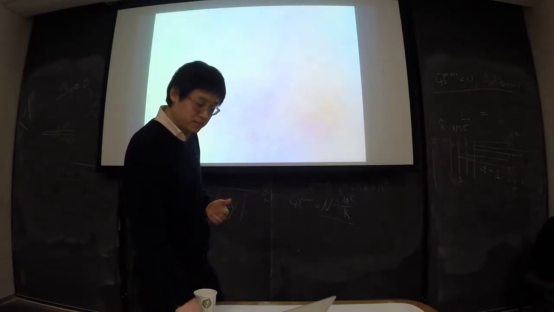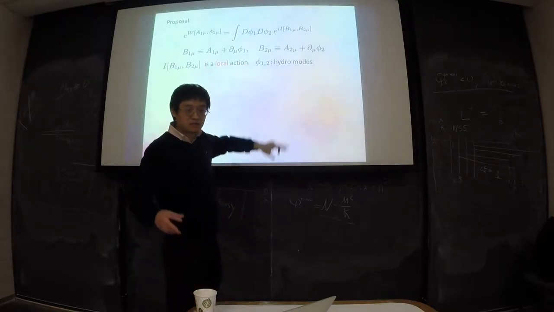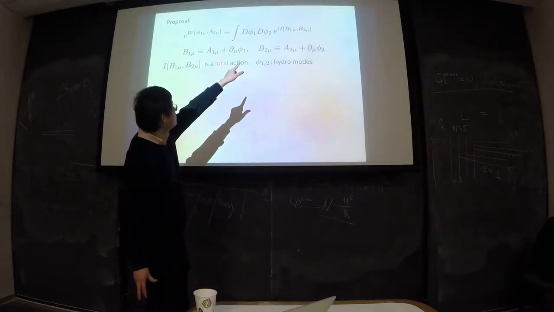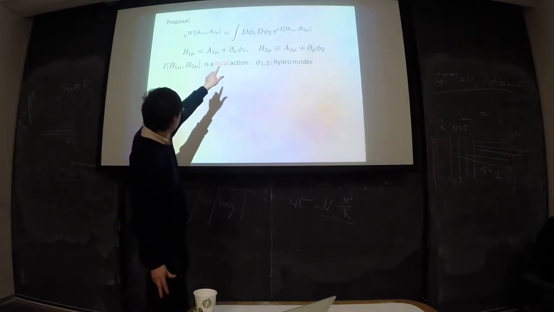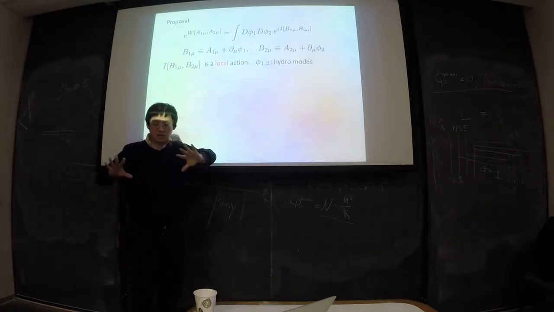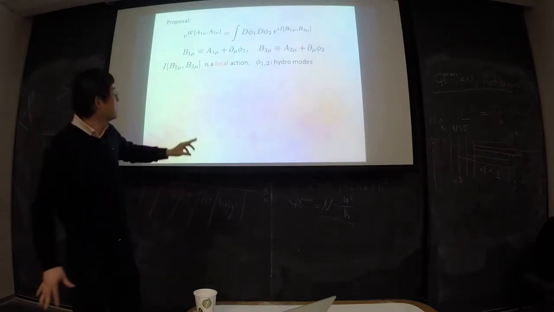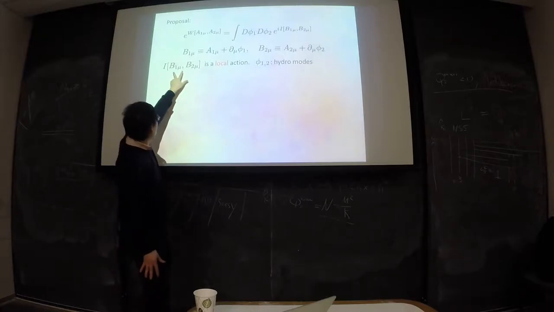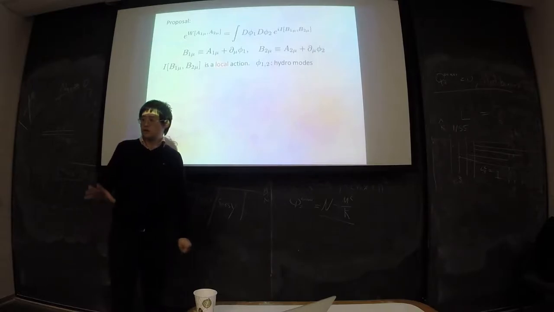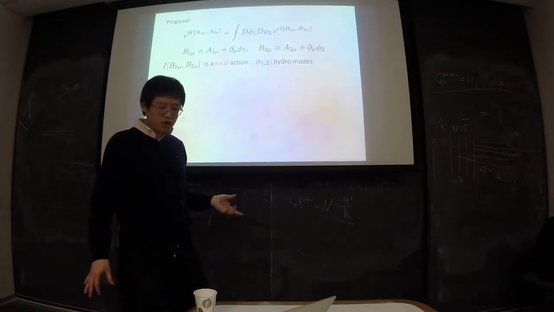And here's the proposal. I will introduce a phi mode. This is my hydro mode. And I require that my action only depends on B, and B is expressed in terms of A in this way. So the phi is the Stueckelberg mode for this A in some sense. And I require this action to be a local action. Okay? So this is our proposal. We just tell you the answer, and I claim this works.